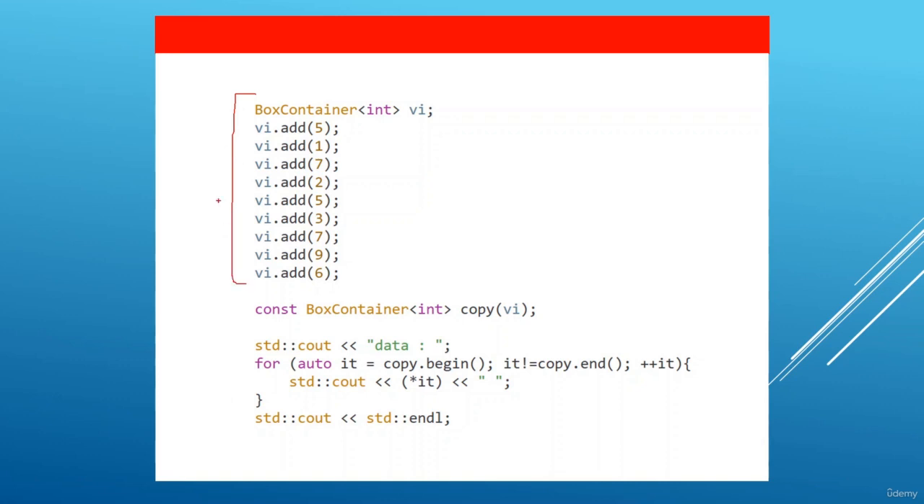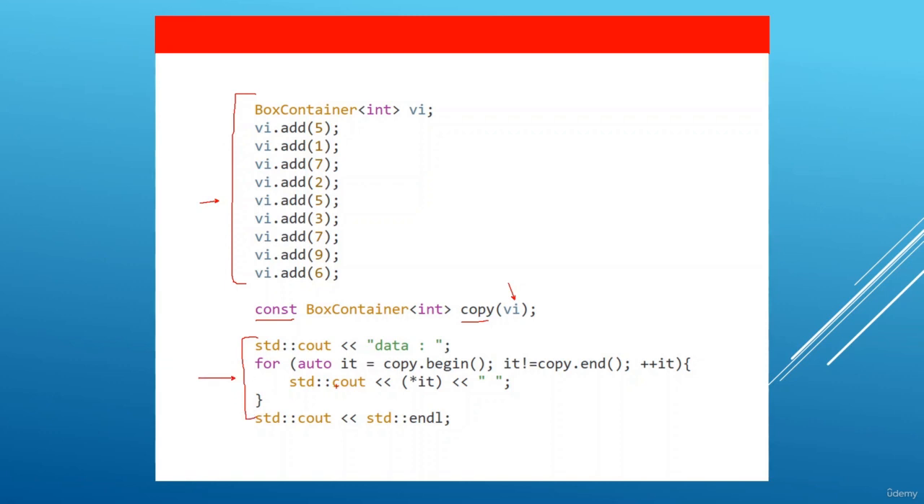It has some data n, and we are using vi to set up another copy of the data using our copy constructor. We already have a copy constructor for a box container, so this is going to work. But notice that this copy is going to be const. And if we try to print it out using the code here, please take a moment. This is going to work.